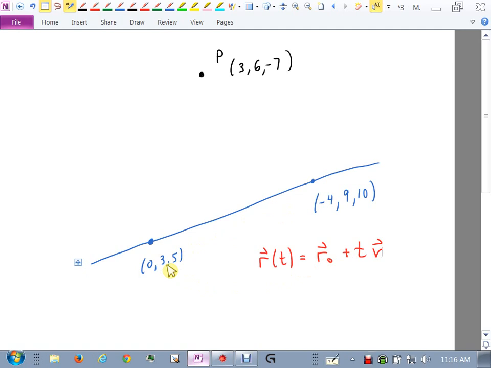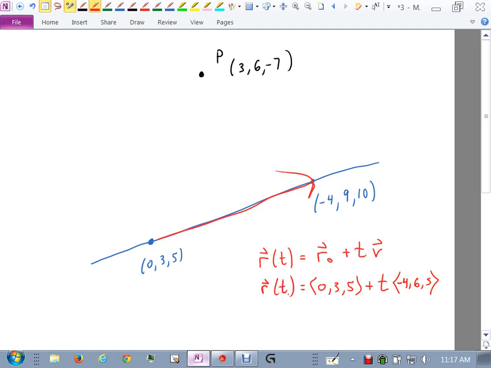So my R naught here would be 0, 3, 5, right? And then times t, and then V is a direction vector, which is any vector that's on the line. So the vector connecting those 2 points would be perfect, right? So just do your vector. So that's what? -4, 6, 5. Done. That's all I needed. Does that seem easy to you now? I mean, we did that last class. All right, now you could put it together, but that's what I was looking for.